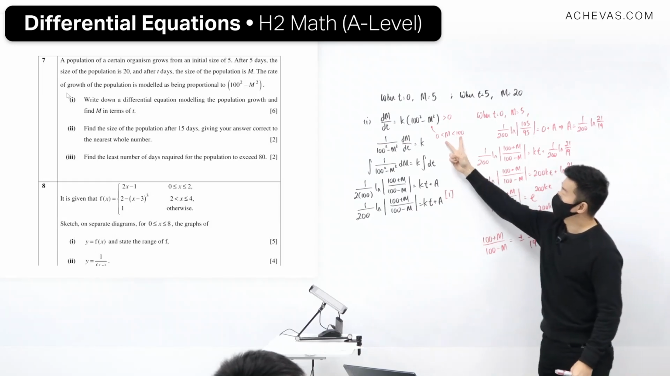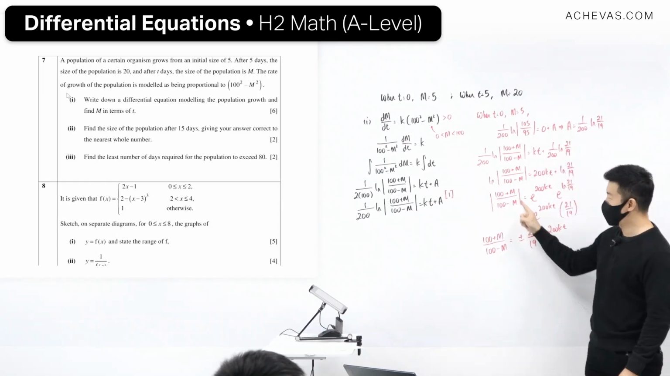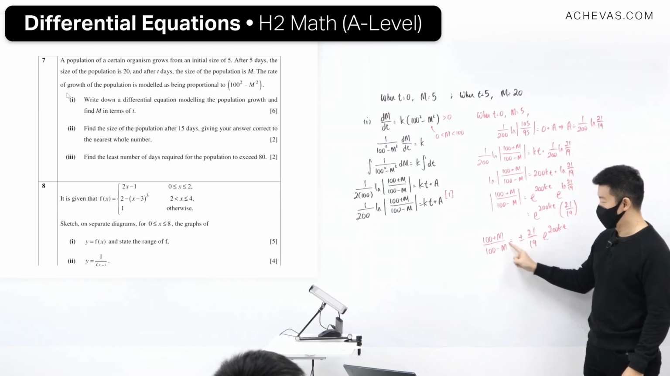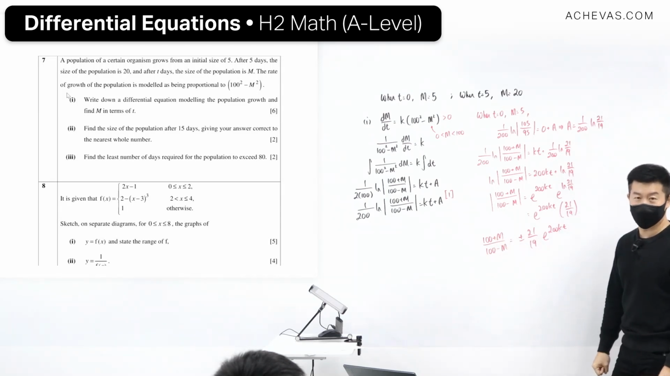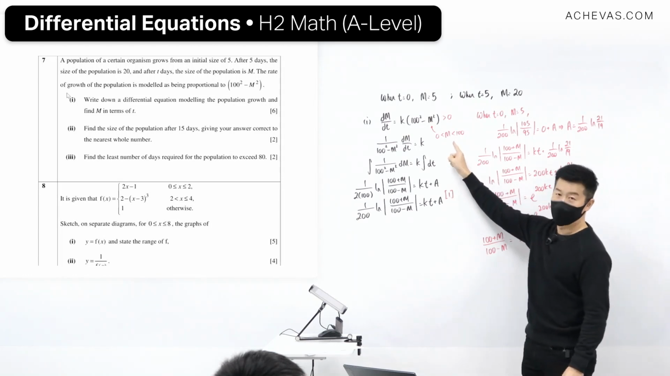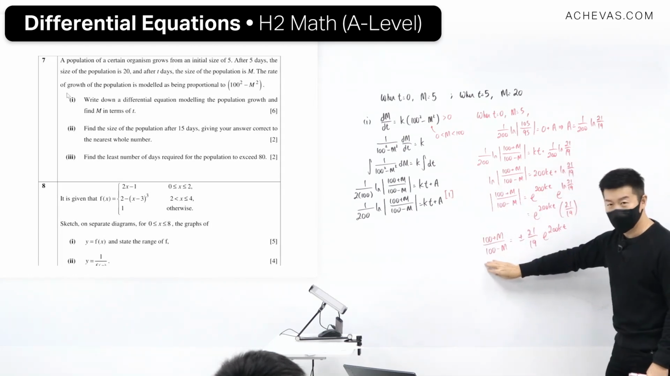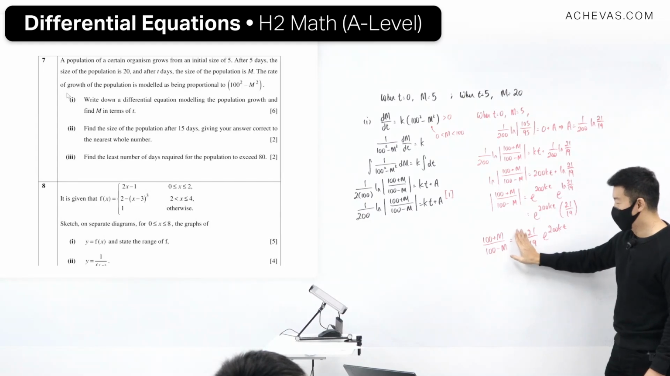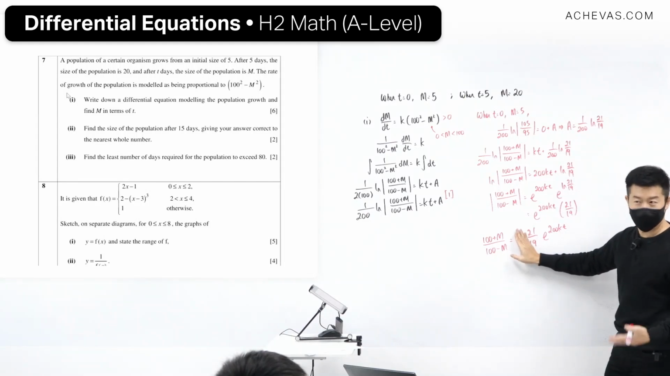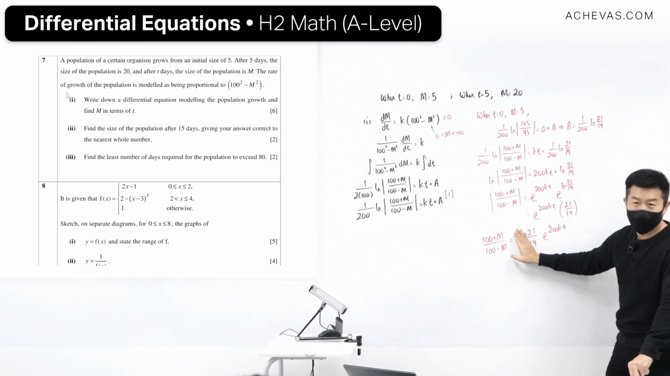Anyway, if I can see this, then I know that this is definitely positive. But I know that 100 minus m is going to be positive. So based on this, I probably should do some explanation. Then I'll most likely adopt the positive. Okay, that's one way. That's one way.